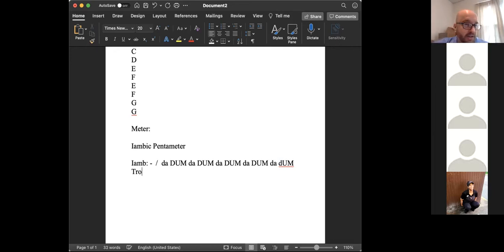Some of the other types of feet that you can have in poetry: one's called a trochee. That's the opposite of an iamb. This is where you have a foot that has a stressed syllable, then an unstressed syllable. One of the famous poems, we're not going to read this poem in this class, from one of the great Romantic poets, William Blake, just to see how this works when we write it out.